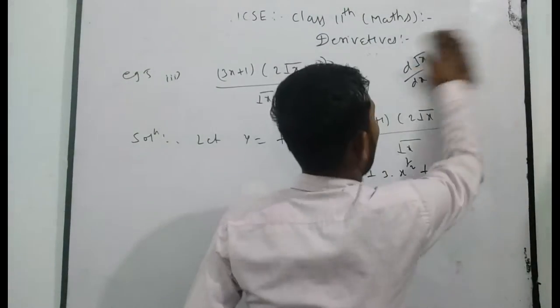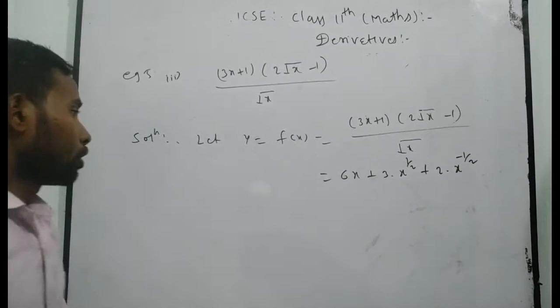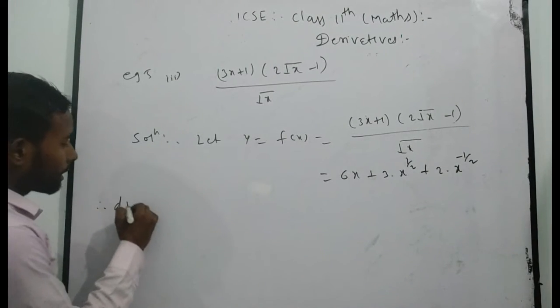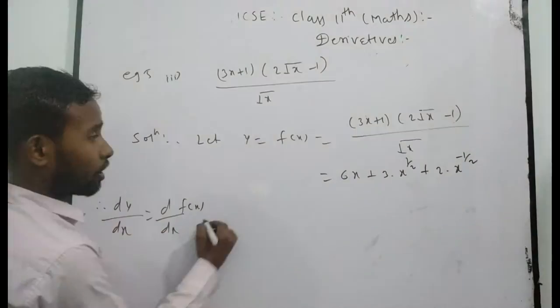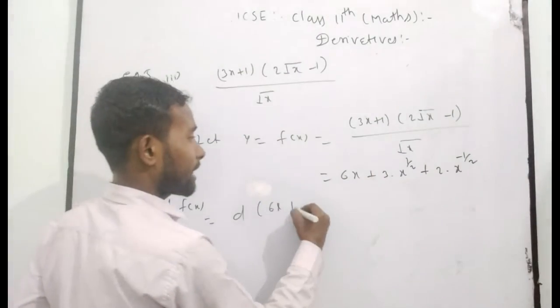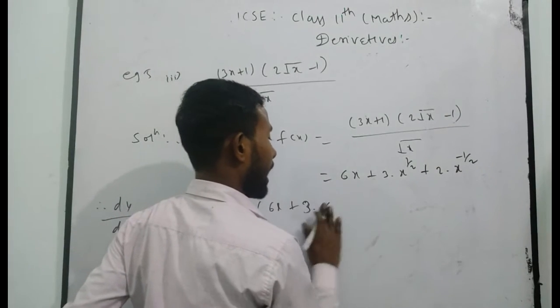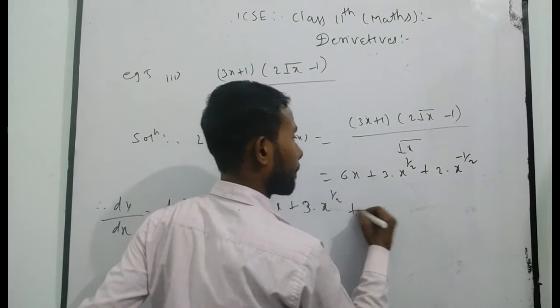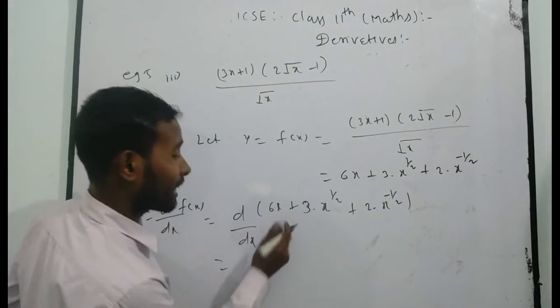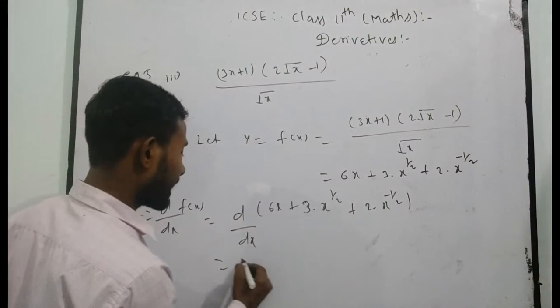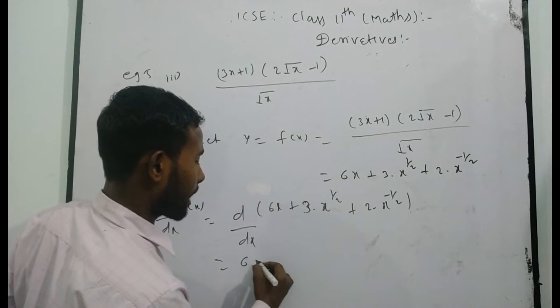Have you understood? Now I want to rub this part. So dy dx is equal to df dx, which will be derivative of 6x plus 3 into x to the power 1 upon 2 plus 2 into x to the power minus 1 upon 2 with respect to x. As you know that 6 is a constant, so you can take it common, and derivative of x with respect to x is equal to 1.